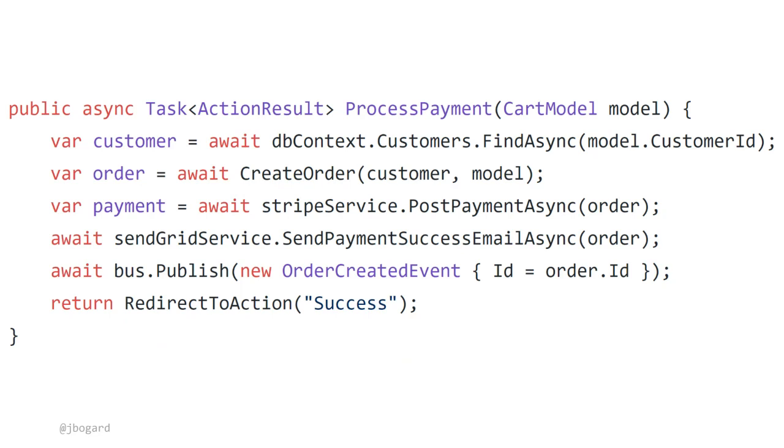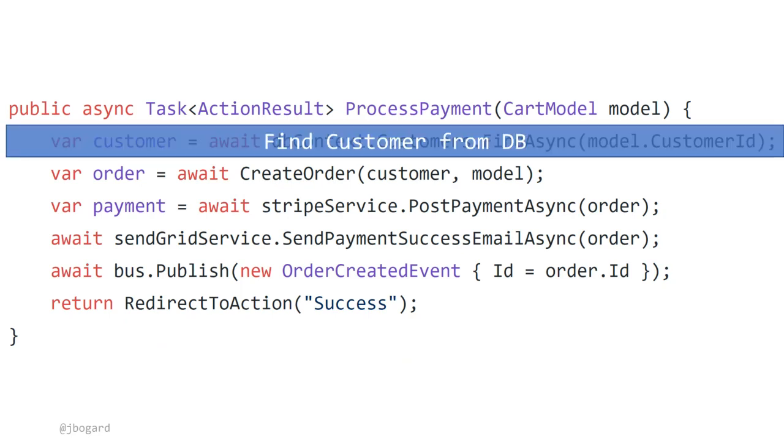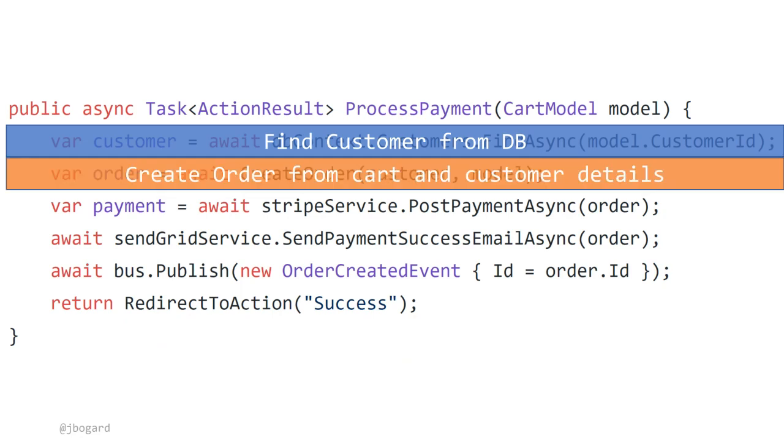So let's look at these lines of code one by one. The first one is just, I have a shopping cart, I click pay. So the first thing I have to do is load up your customer information from the database. Nothing too interesting there. The next one is to create an order from a cart and your customer details. It takes your cart information and your customer details, puts those together and creates an order in the database. Now this is where things get interesting.